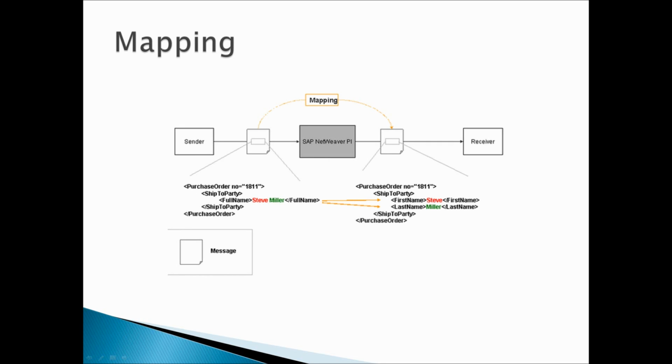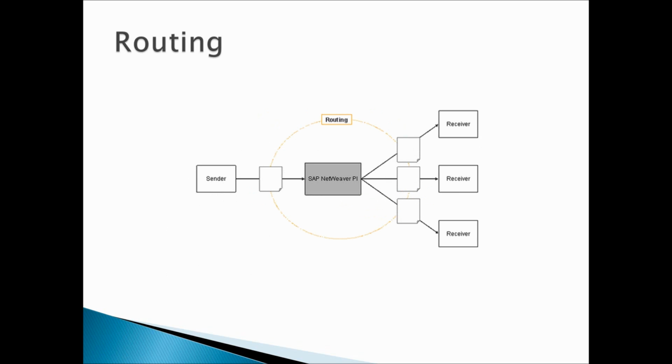Mapping. Mapping helps us to transform a source message into a target message. SAP PI provides a great graphical tool which you can use by just drag and drop. We will see mapping in more detail in the demo. Routing. Routing is used to get a source message and decide to which receiver or receivers this message has to go.